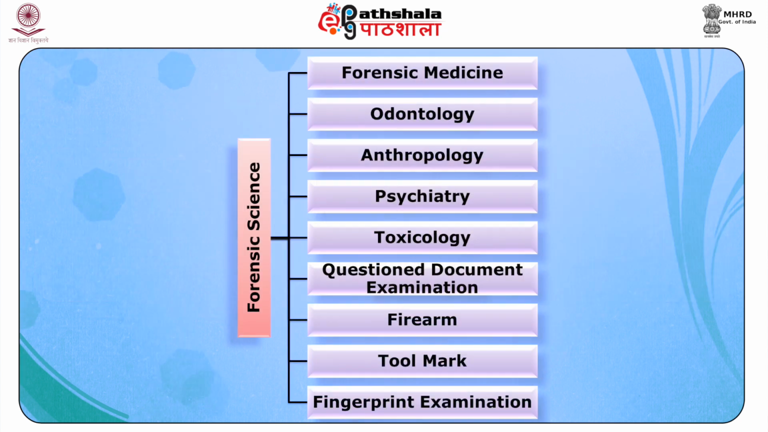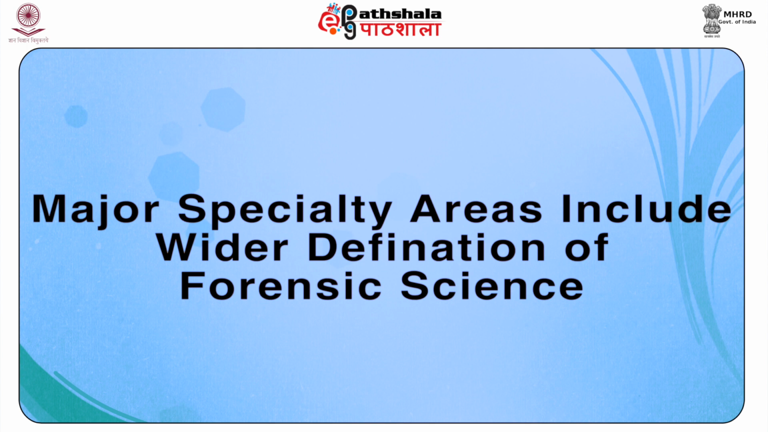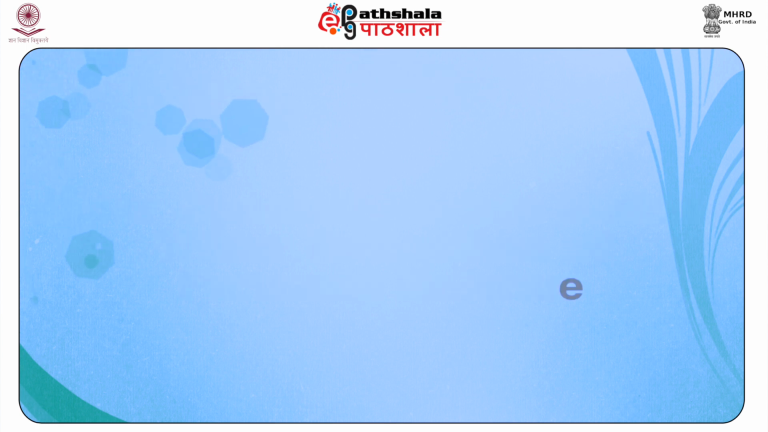The term forensic science may sometimes be used as a synonym for the term criminalistics. Both these terms cover a diverse range of activities. Forensic science, in a broader sense, includes forensic medicine, odontology, anthropology, psychiatry, toxicology, questioned document examination, firearm, tool mark, and fingerprint examinations, as well as criminalistics. The brief detail about the major specialty areas included in the wider definition of forensic science is discussed further.